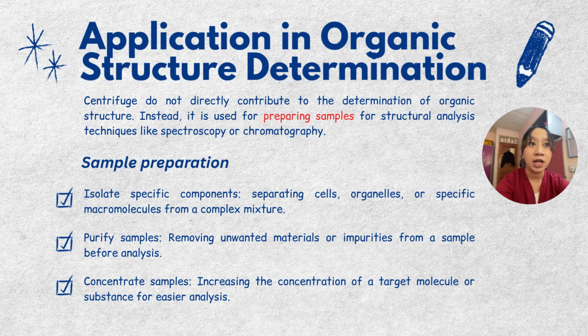Okay, so how is centrifugation applied in organic structure determination? Firstly, centrifuges actually do not directly contribute to the determination of organic structure, but instead they are used for preparing the samples for structural analysis techniques like spectroscopy or chromatography. So how does it help in sample preparation? Firstly, it helps isolate specific components, separating cells, organelles, or specific macromolecules from a complex mixture. Secondly, it helps purify samples, which removes unwanted materials or impurities from a sample before analysis. And lastly, it helps concentrate samples, which means increasing the concentration of a target molecule or substance for easier analysis.